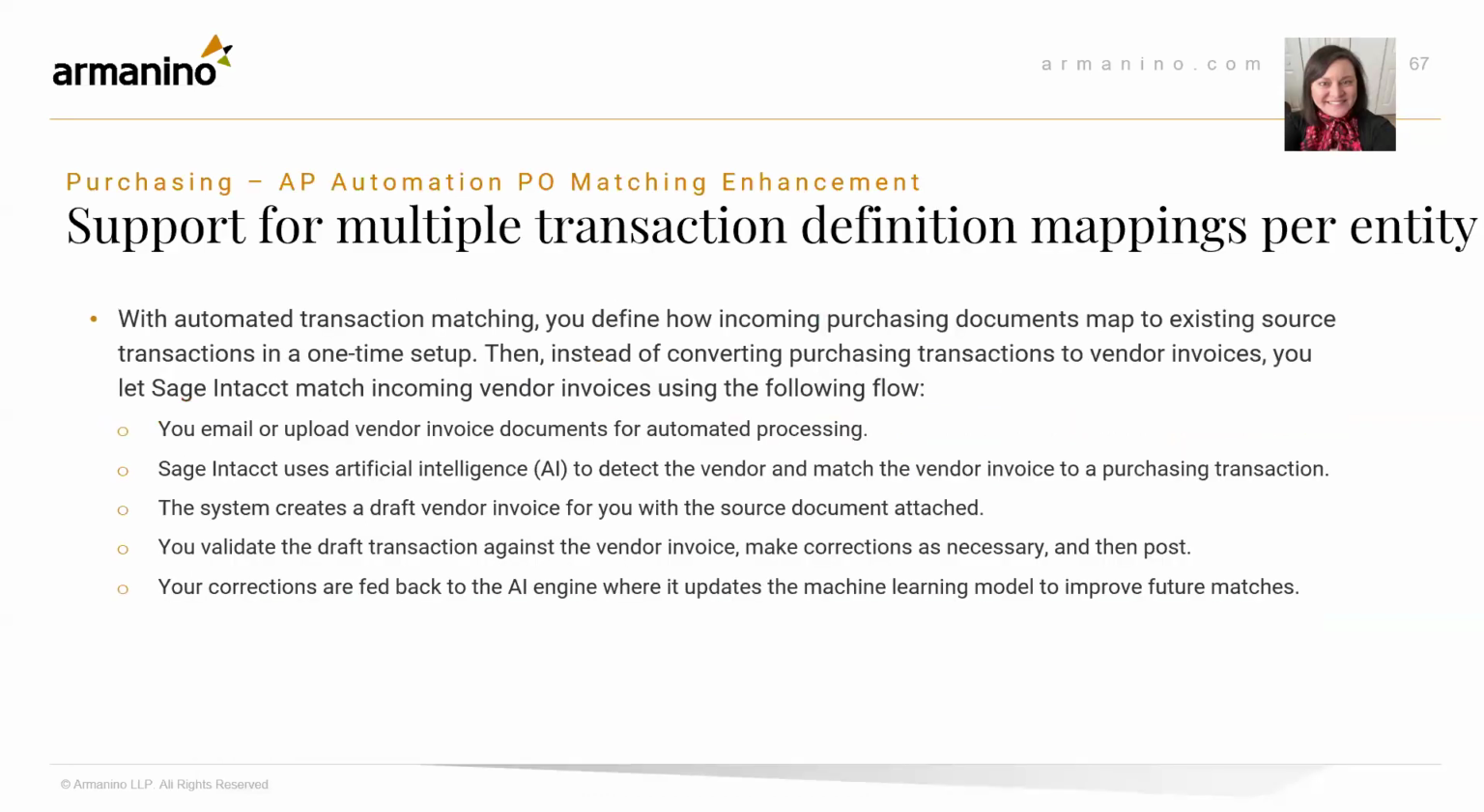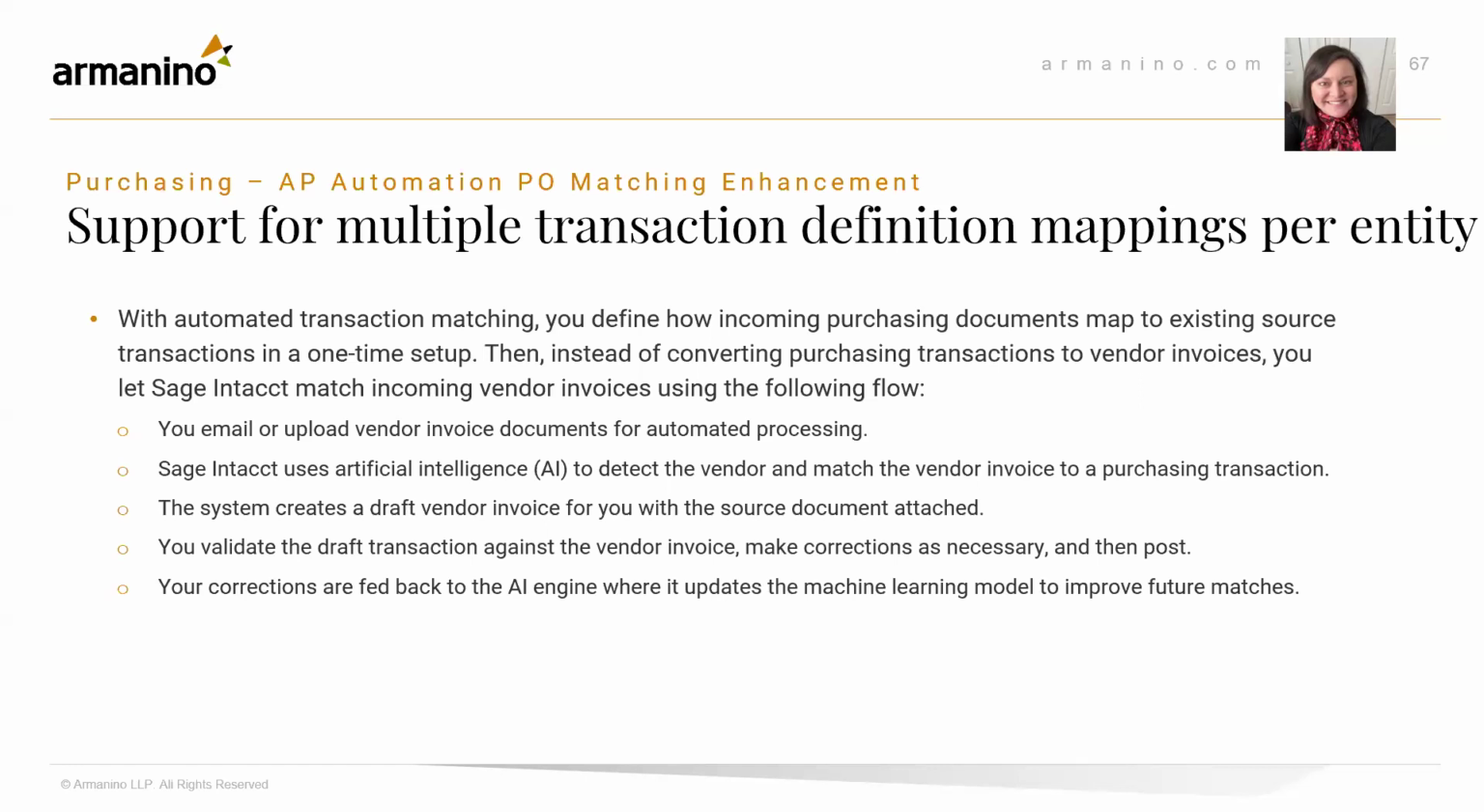All right, so with automated transaction matching, again, this has to do with the AP bill automation feature. You define how incoming purchase documents map to existing source transactions in a one-time setup. Then instead of converting purchase transactions to vendor invoices, you let Sage Intacct match incoming vendor invoices using the following flow. So first, you'll email or upload those vendor invoice documents for automated processing.